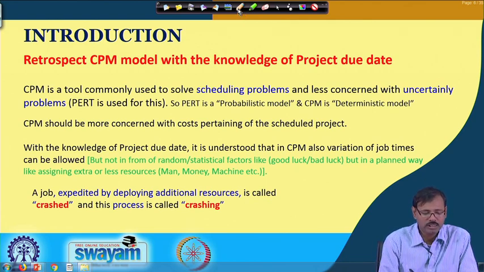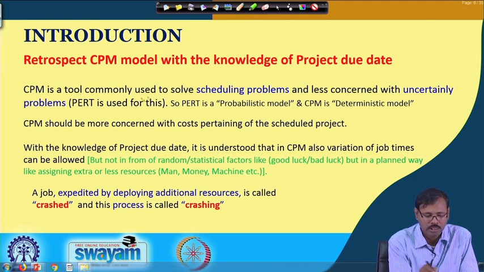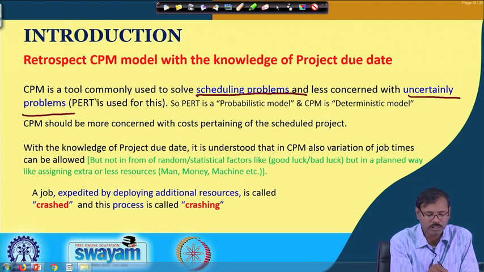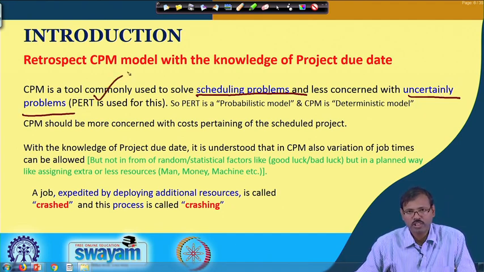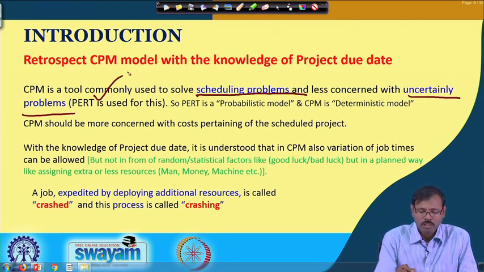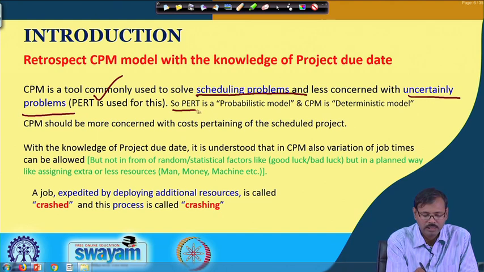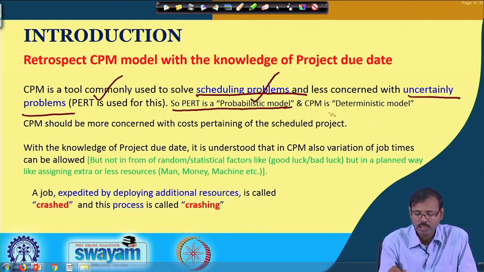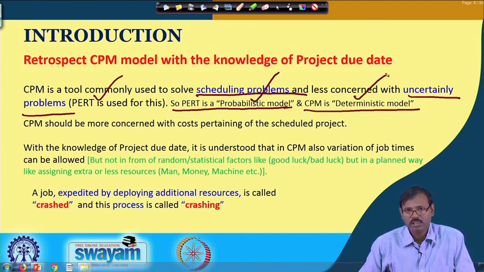These considerations are not handled in the critical path method. In scheduling problems, uncertainty is considered in the program evaluation review technique, which we will start in our 16th lecture. So, the program evaluation review technique is a probabilistic model, and the critical path method is a deterministic model which does not entertain any uncertainty.